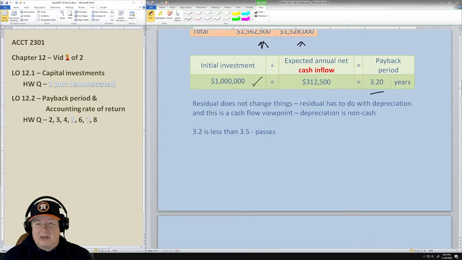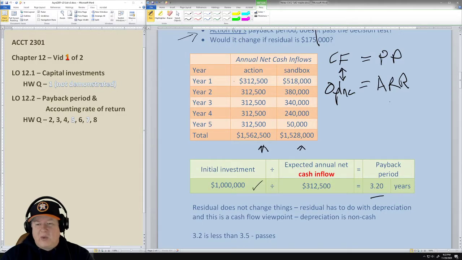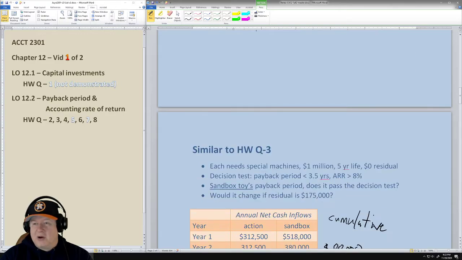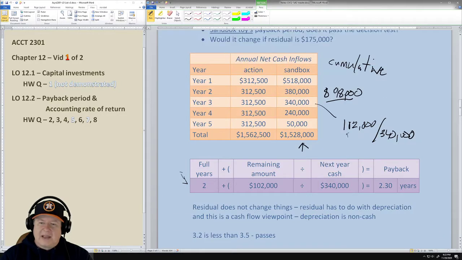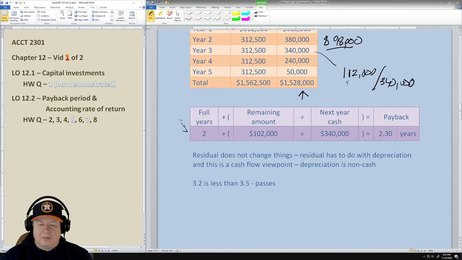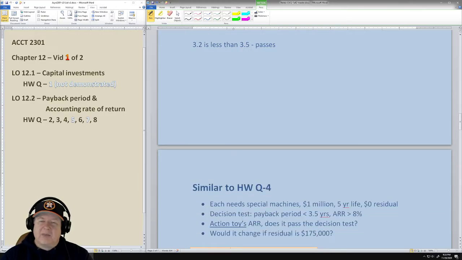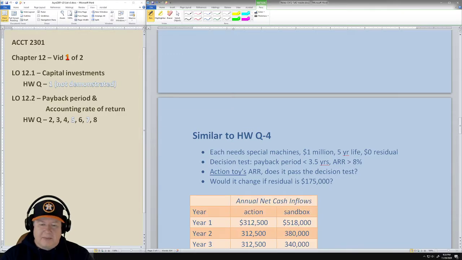Now notice the payback period is a lot faster. And would we say yes or no? Well, not necessarily. Just notice that the sandbox is front-loaded. It has a whole lot at the beginning, but then tapers off, whereas the action toy is steady throughout. So depending upon other criteria, we may or may not approve of one over the other. So that's payback period. We look at cash flows, and essentially we're adding down until we figure out how many full years plus what partial year it takes to get back the investment. How long does it take us to pay back that million that we invested in the machine?